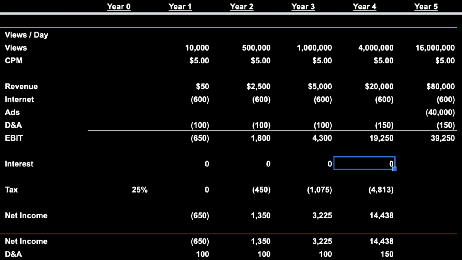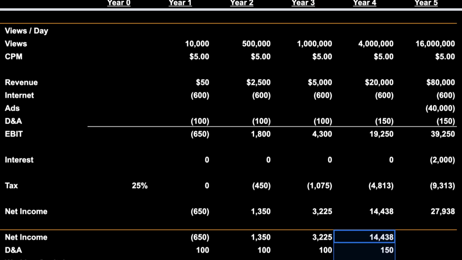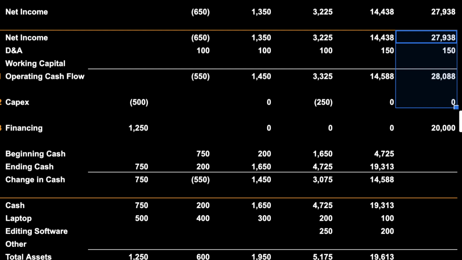And now you have interest expense. So we said that you borrowed $20,000, and let's say you pay 10% on that. So that's going to be $2,000 a year. So net of interest and taxes, your net income for year 5 was almost $28,000. And let's take a look at what this means. Let's go a little bit more in depth into the cash flow statement and the balance sheet.